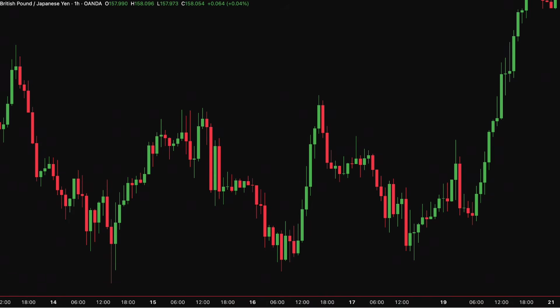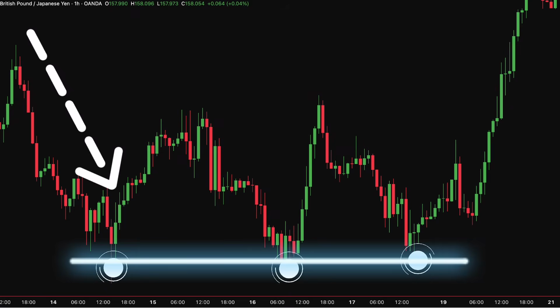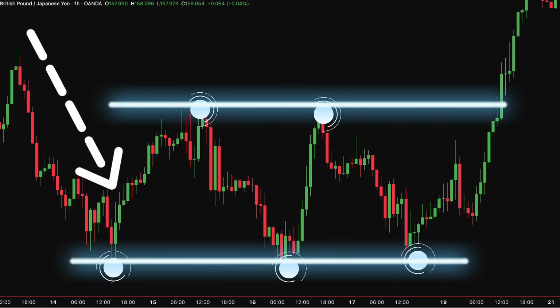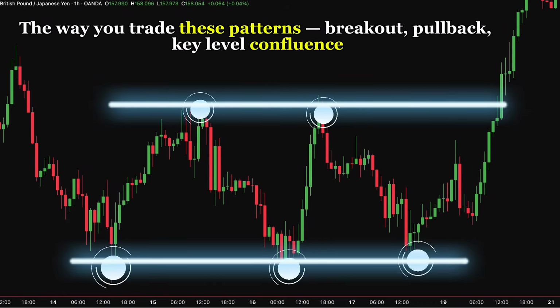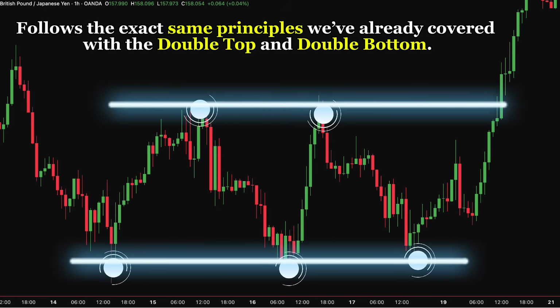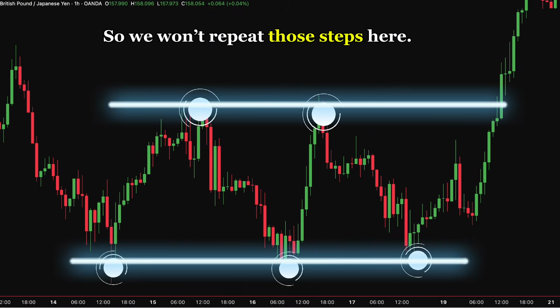In a triple bottom, price is coming from a downtrend and forms 3 equal lows at the same support level. The swing highs create the neckline, and a break above that level confirms a bullish reversal, triggering long entries. The way you trade these patterns, breakout, pullback, and key level confluence, follows the exact same principles we've already covered with the double top and double bottom, so we won't repeat those steps here.